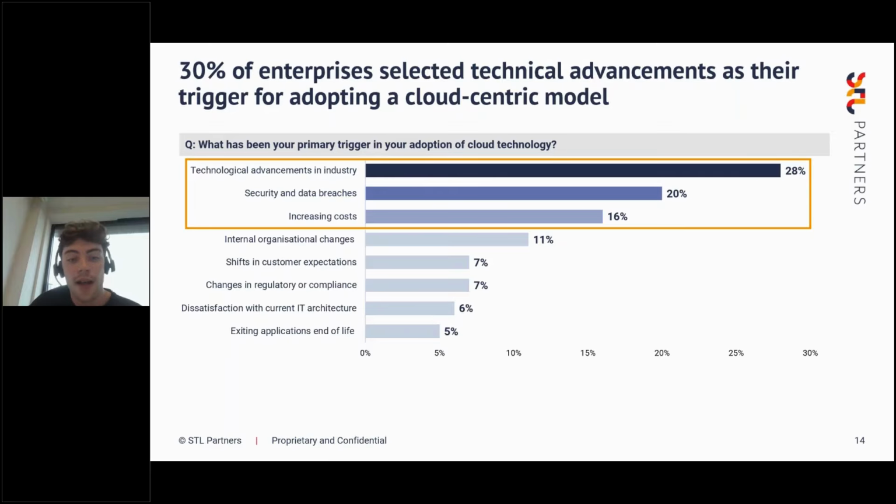The second trigger to highlight is around the biggest challenge that I mentioned in the last slide. Cloud providers are offering centralized management platforms and monitoring tools to provide enterprises with greater visibility into their security and sort of curb the data breaches.